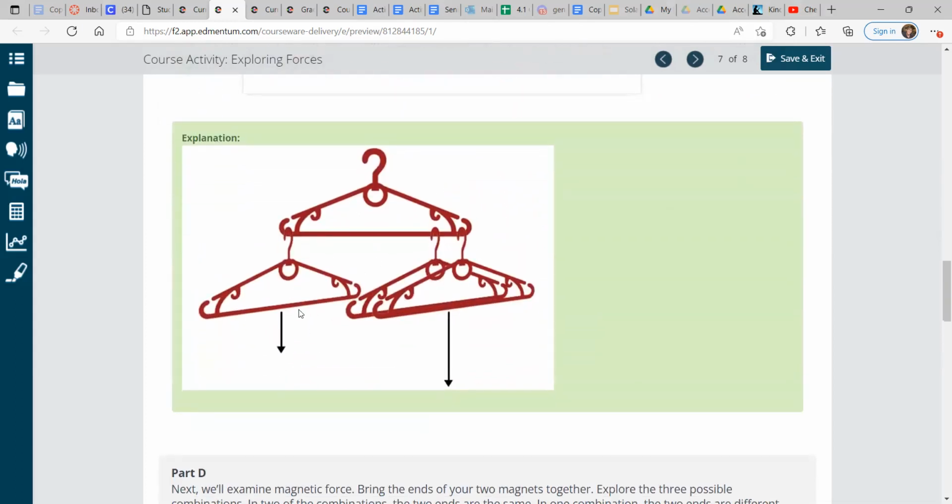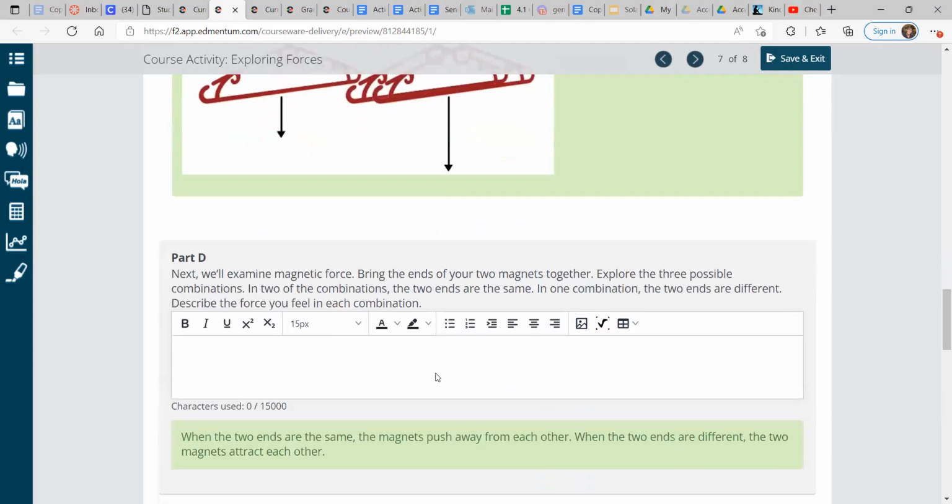And here's the diagram for part C. You just draw those arrows, and you would draw this arrow to be longer, meaning it has more force, more gravitational force on this side.